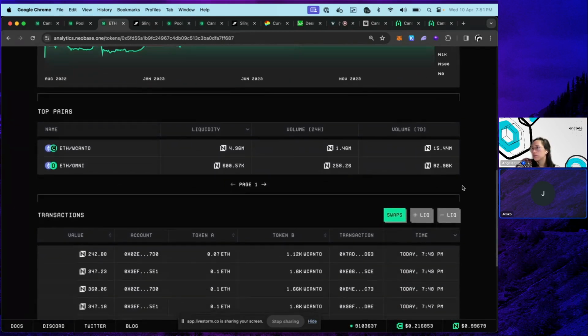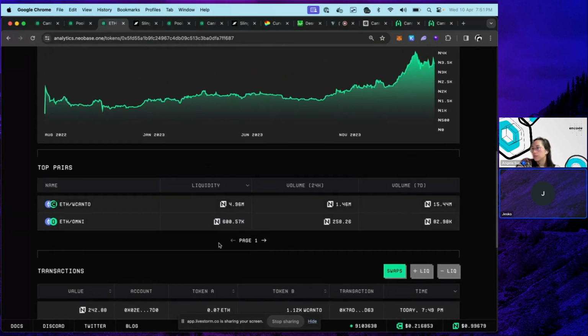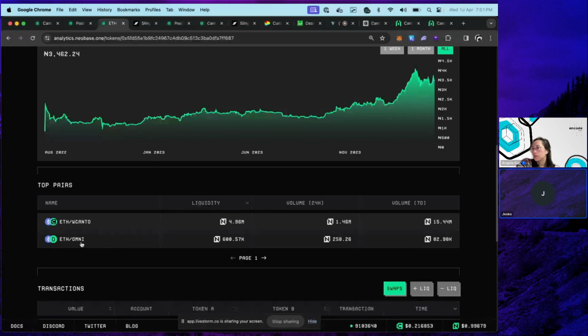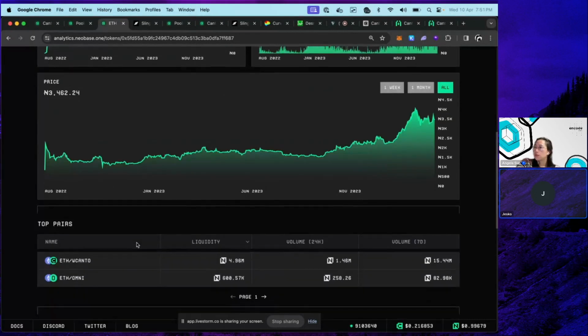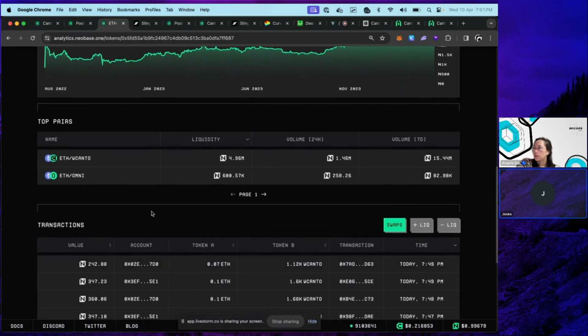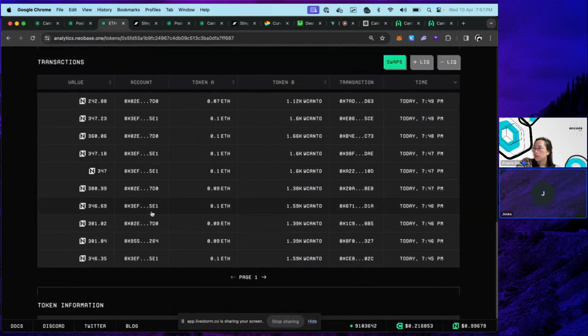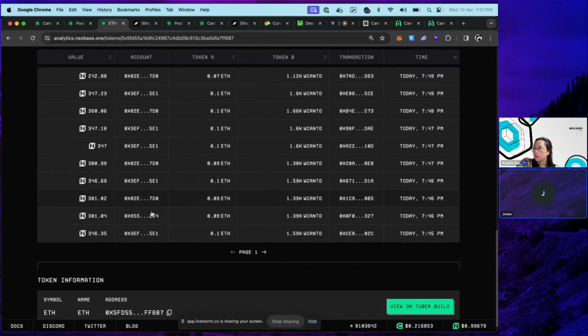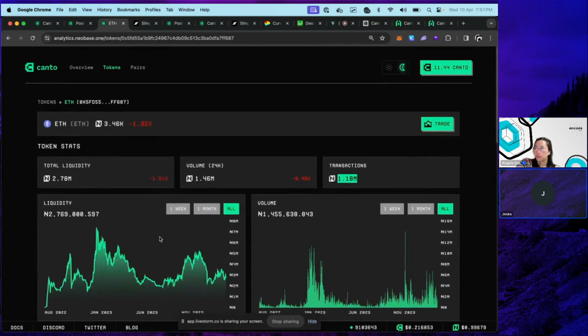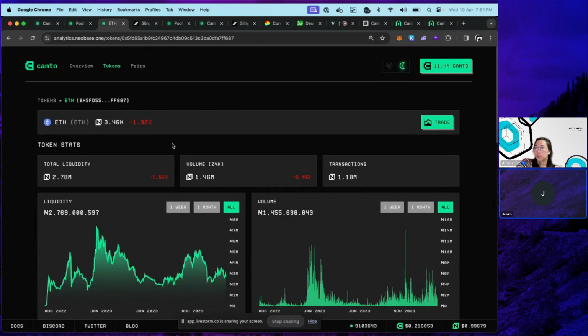For the respective token, we can also see the pairs it's involved in. So for example, ETH is primarily involved in the ETH Canto pair, but it also acts as the primary base asset for the OmniCat token, which is the ETH Omni pair, right? So here you can see for any token present in the Canto ecosystem, what pairs it's part of. And also, there's a good summarization of all the transactions which took place corresponding to that token, right?